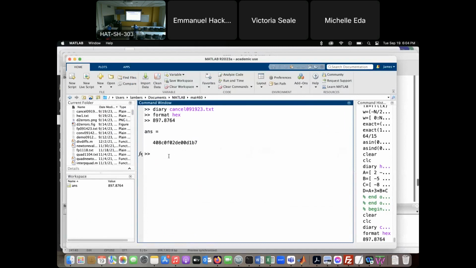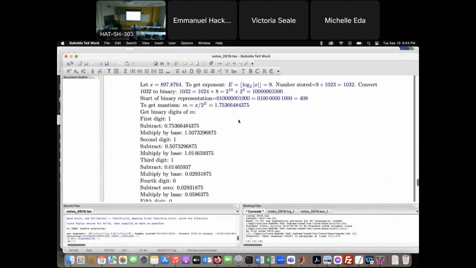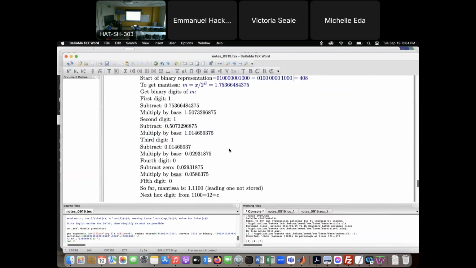Sure enough, if I flip back to the notes, this is what I had from the sign bit and the exponent, in binary. If I look at this in chunks of 4 binary digits, 0100 is 4, and this is 0, and then 1000 binary is 8. So 408 are my first 3 hex digits. Then if I'm working out the start of the mantissa, my next hex digit comes from these binary digits, 1100, that's equivalent to 12.